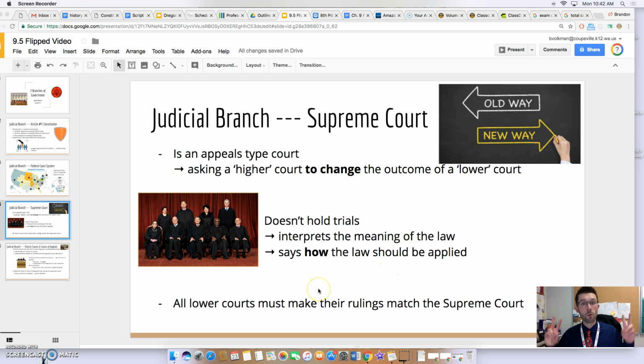Finally, all the lower courts, like the Court of Appeals and the district courts, have to make their rulings based upon whatever the Supreme Court has said in all of its rulings throughout the history of our country.